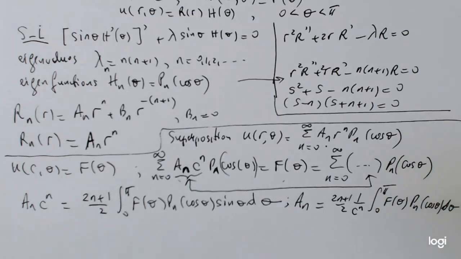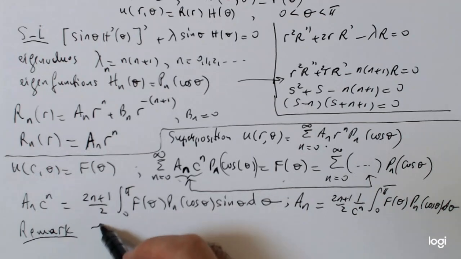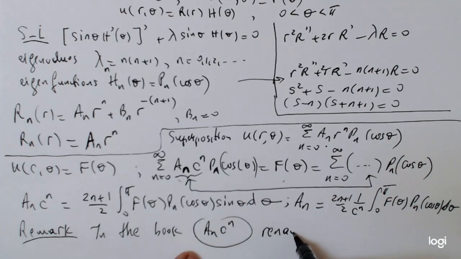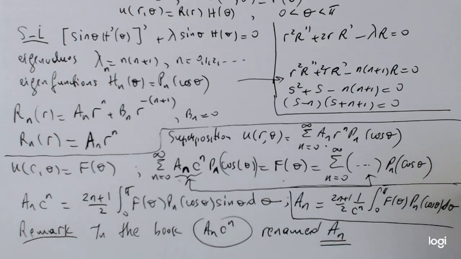So I think in the book, let me actually write it down so that it's clear enough. So in the book, an c to the n is renamed or denoted by an. I think they use slightly different notation. What's important is to understand how the process works, right? Once you find an, you can consider the problem solved at that moment.